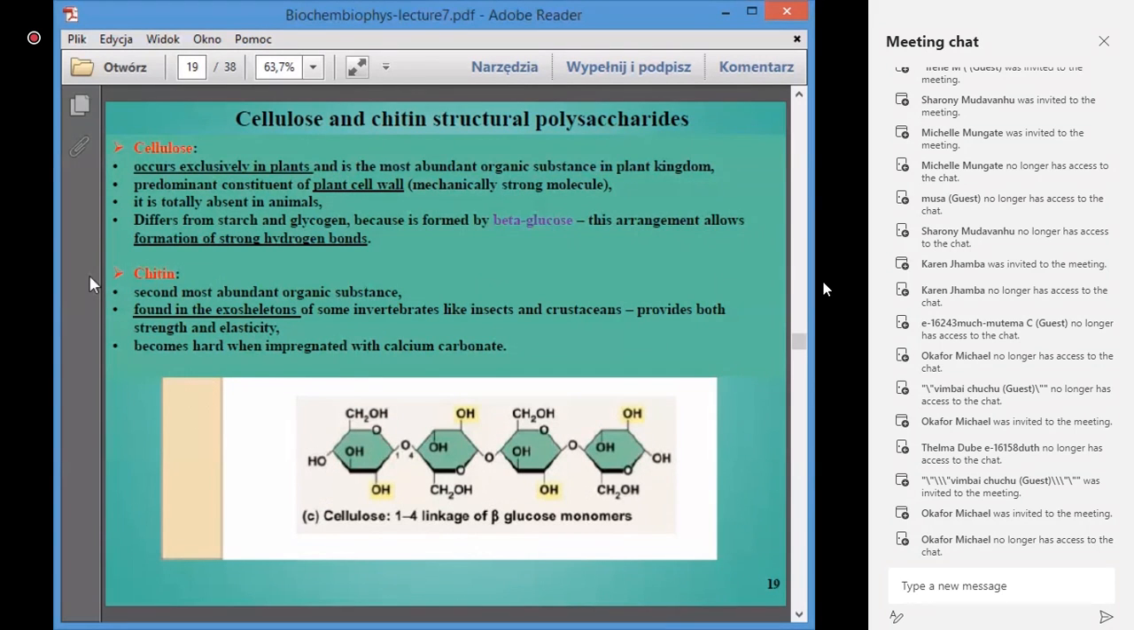Okay, and I was talking during the last lecture about cellulose, but once again, a few more pieces of information maybe. So cellulose we can find in plants only, and this substance is regarded as the most abundant organic substance in the plant kingdom, and this is a main constituent of the plant cell wall. That is why it should be strong, because it's responsible for the structure of such plant cells.